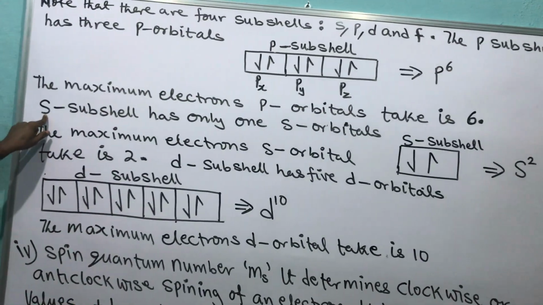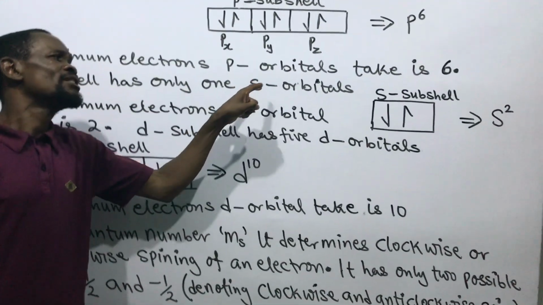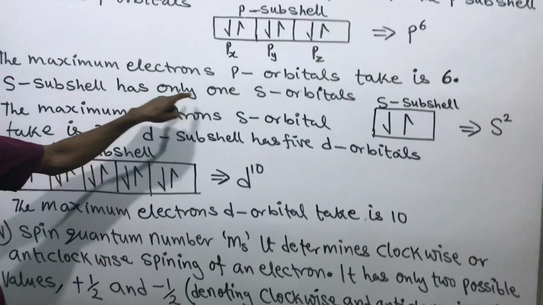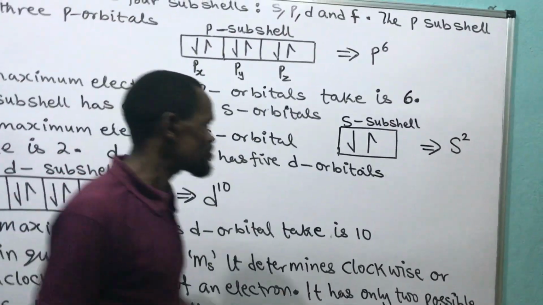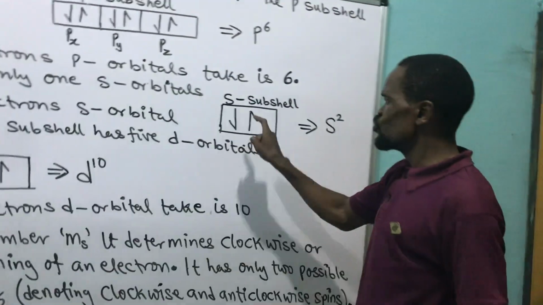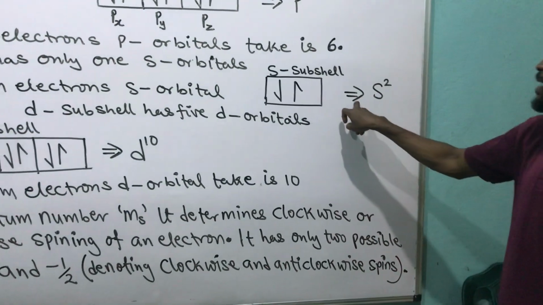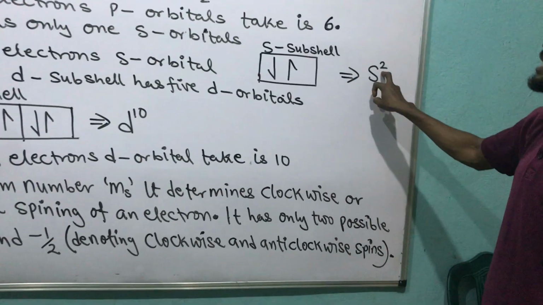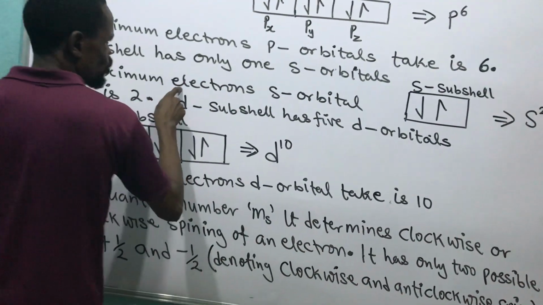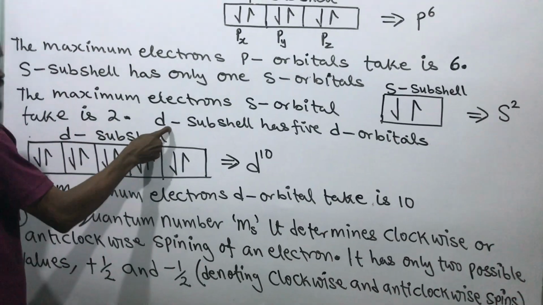We now come to the S subshell. The S subshell has only one S orbital. Look at the S subshell. How many electrons do you see here? 2. It spins in and spins out. That implies the S orbital takes a maximum of 2 electrons.